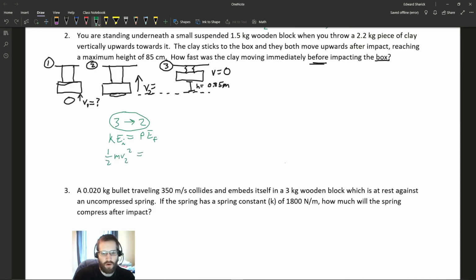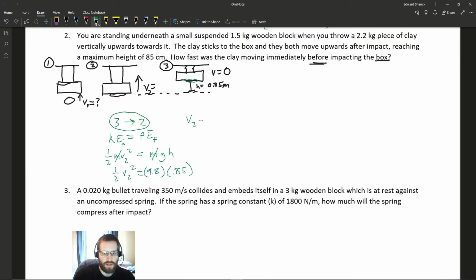And this should equal the mass of the block plus the clay that's on there, times GH. So here the masses cancel because we're talking about the same mass, the combined mass of both objects. V2 is what we're solving for. G is 9.8. Height is 0.85. So we get this equation where we can solve for V2.